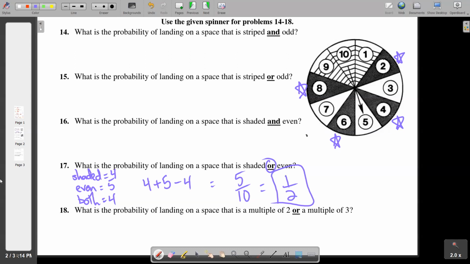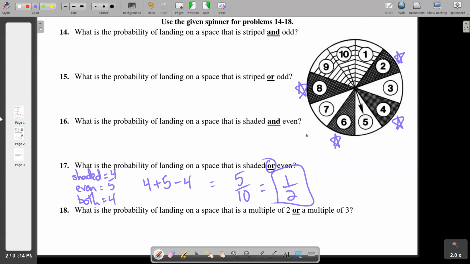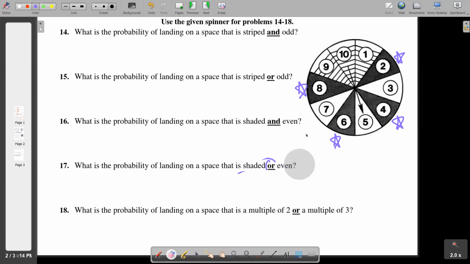Okay. Question 18 is the last of this batch, and it says, what's the probability of landing on a space that is a multiple of 2 or a multiple of 3? This is a nightmare of a problem until you understand, as Trinity now does, the magic and beauty of doing the OR problems. And here it goes. I'm going to go through the spinner, and I'm going to count multiples of 2. Multiples of 2 are, here we go, 2, 4, 6, 8, 10. That's it.